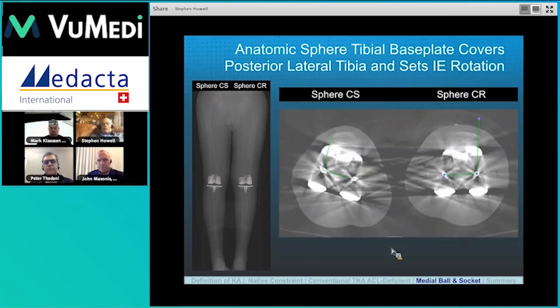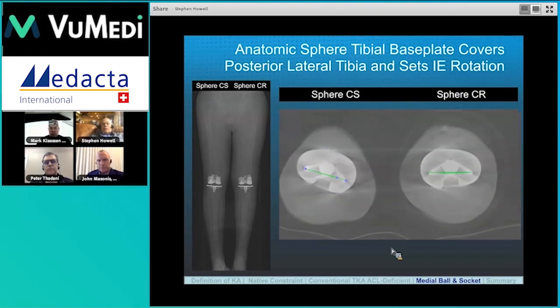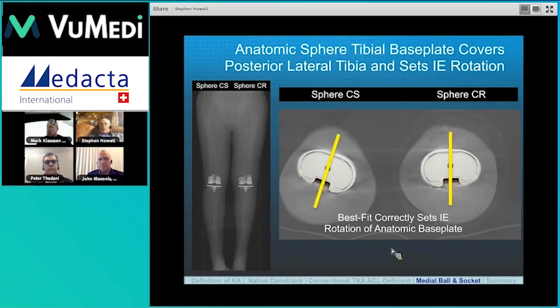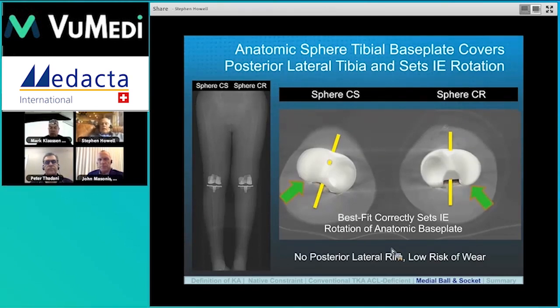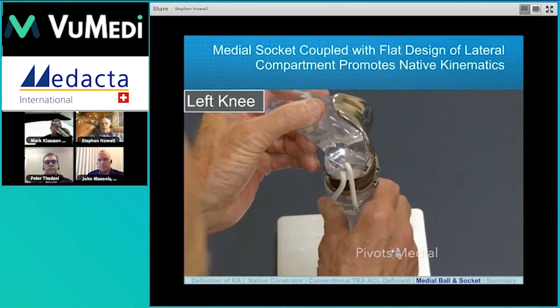Same patient. This is the CT scan of both knees showing the orientation of the femoral component. There is the translation of the orientation of the femoral component to the tibial component, showing negligible malrotation of the tibial component on the tibia. And these tibial components were best fit to the tibial resection. And you can see there's the superimposition of the pose of the implant on the CT scan, and that there is a proper setting of the flexion extension plane parallel to the knee, the insert covers the back end, and there's no posterior lateral rim to wear, and there's a low risk of posterior lateral edge loading.